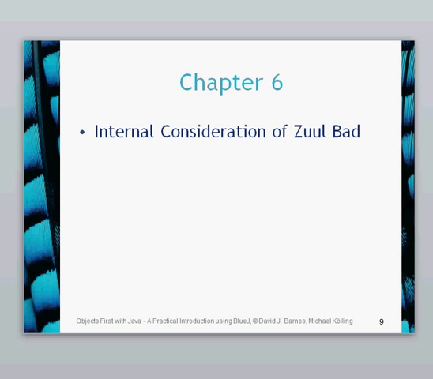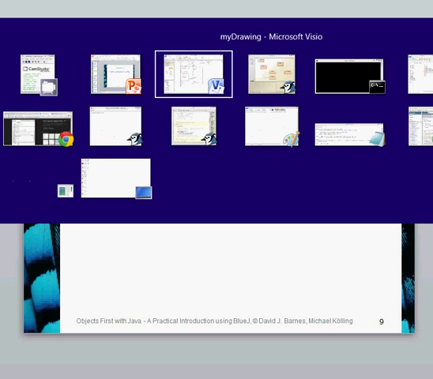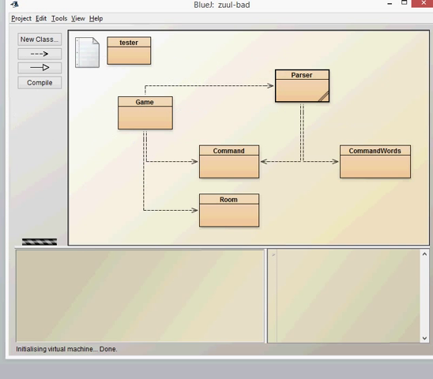Hello again, this is a Chapter 6 video and we're looking at an internal consideration of the Zuul BAD project. This video assumes that you've got a good understanding of the external view of Zuul BAD and the external views and considerations of all of the classes in the Zuul BAD project. So let's have a look at the classes themselves.